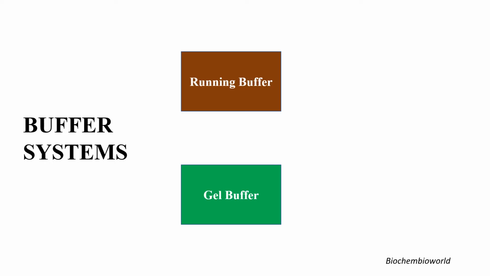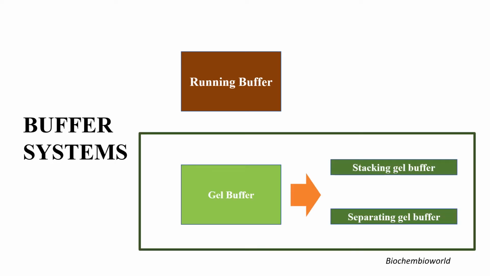Okay, buffer systems. I already told you that in the discontinuous gel system, the stacking and resolving gels are made up of two different pHs, that is 6.8 and 8.8 respectively. There are two types of buffer systems, running buffer and gel buffer. Gel buffer is further classified as stacking gel buffer and separating gel buffer.